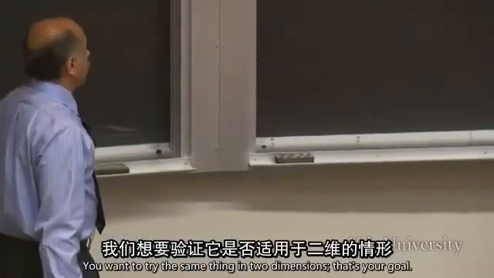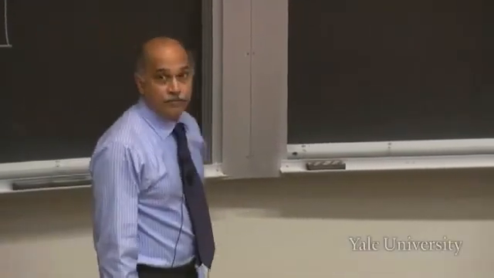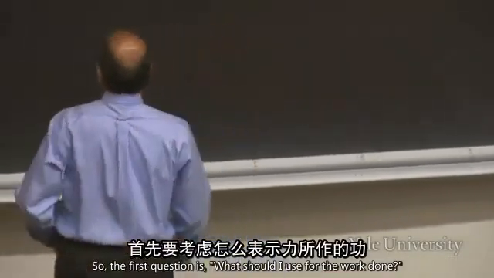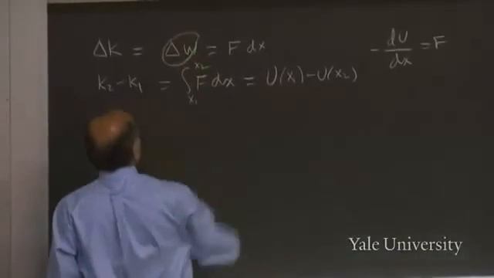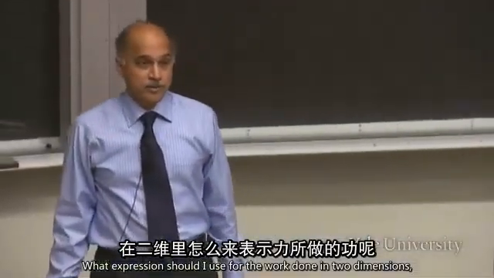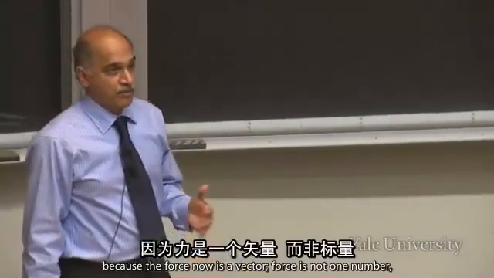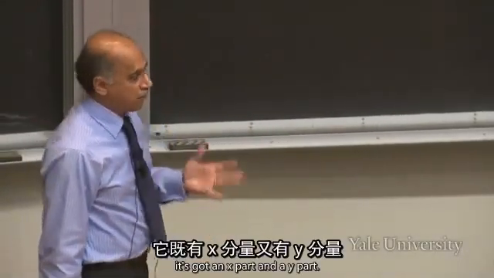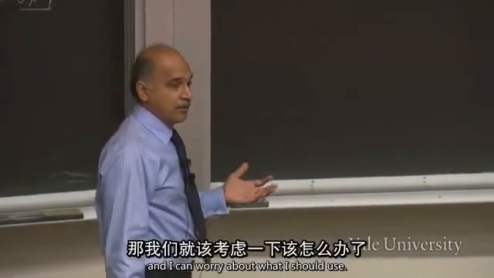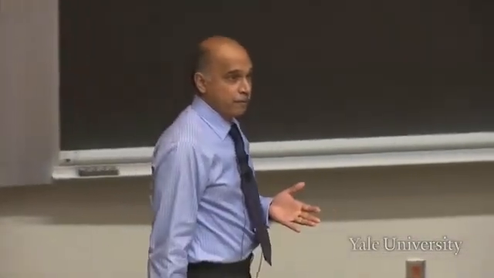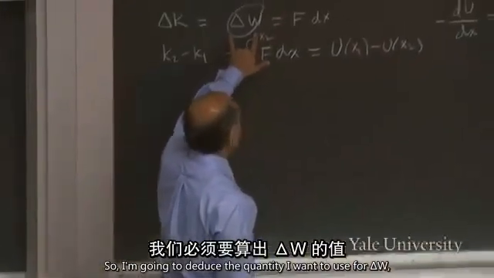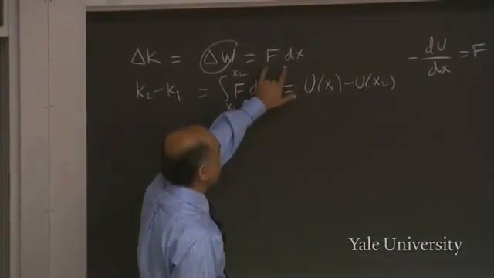You want to try the same thing in 2 dimensions. That's your goal. So first question is, what should I use for the work done? What expression should I use for the work done in 2 dimensions? Because the force now is a vector. Force is not one number. It's got an x part and a y part. My displacement has also got an x part and a y part, and I can worry about what I should use. So I'm going to deduce the quantity I want to use for delta W, namely the tiny work done, which is an extension of this.